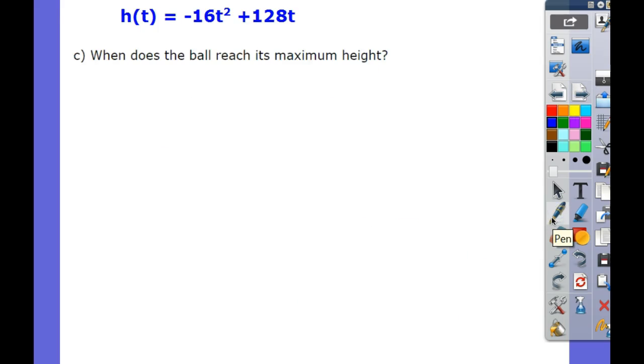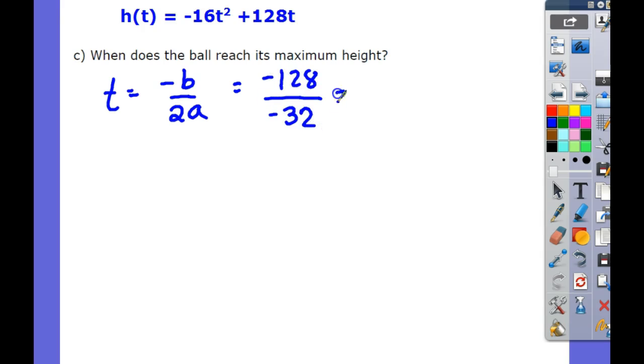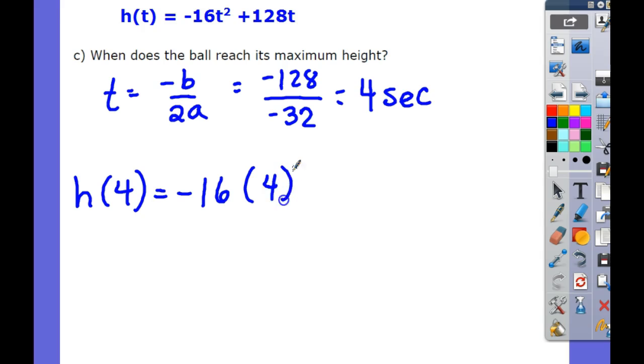When does the ball reach its maximum height? Can you figure that out for me? t equals minus b over 2a. First you have to find the time, and then you have to find the height. And so this is going to be minus 128 over -32. Do you know where I got a -32? 2 times -16 would be -32. Then you are going to plug in the 4. First, you find the time, and then you find the maximum height.